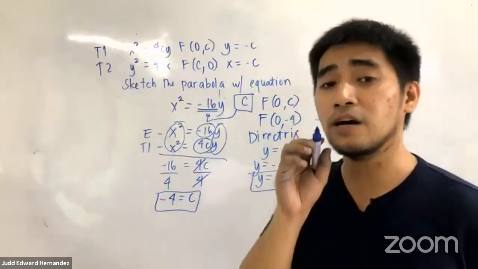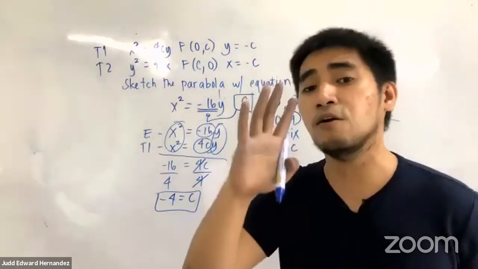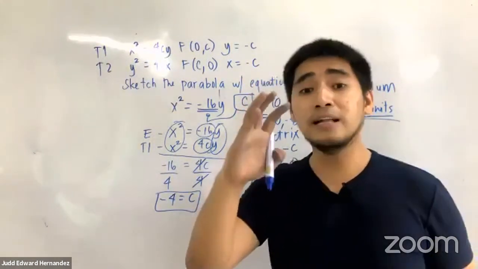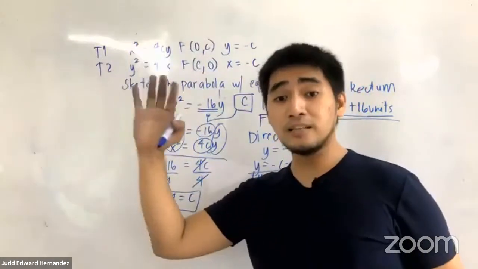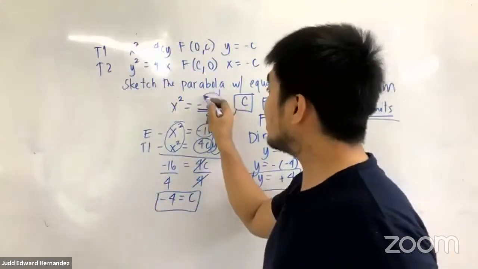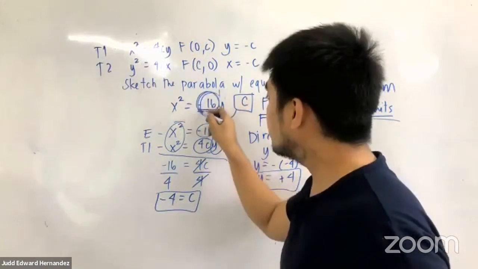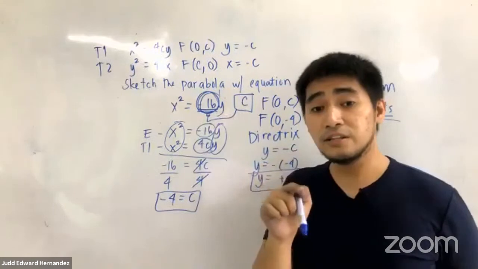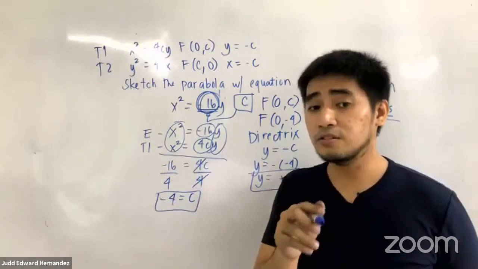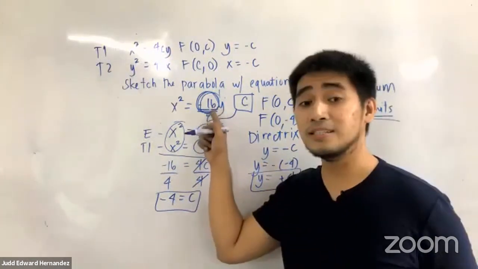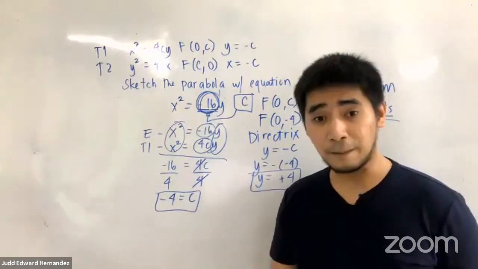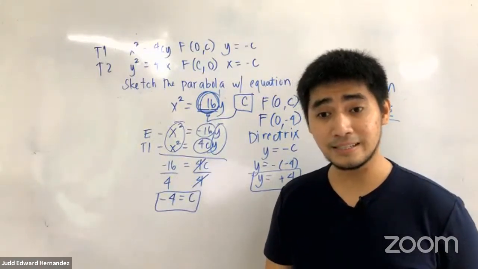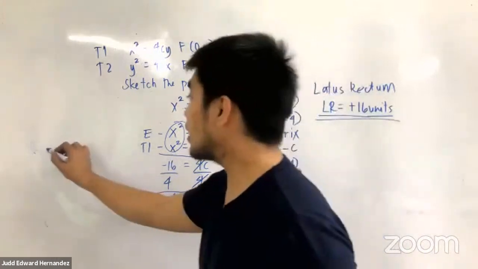At sabi ko sa inyo kanina, always remember that the numerical value of the right side, yung hindi naka-square, that is the length of the latus rectum. You will not consider the negative sign. And for this one, this is just 16. Tama ba? Okay, nagets ba na 16? Okay, so let us now try to graph.